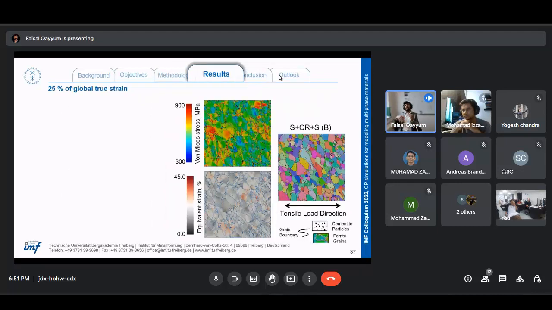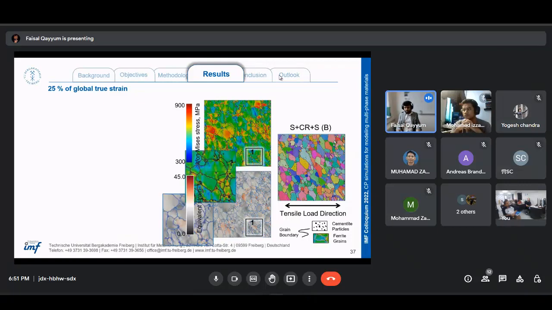This was a very detailed study where we carried out all the experiments to analyze the overall mechanical behavior. We did several in situ tests and so on. But in this case, I will focus on how we did the simulation. What I did was I used this RVE as a geometry file directly to be used with DAMASK.